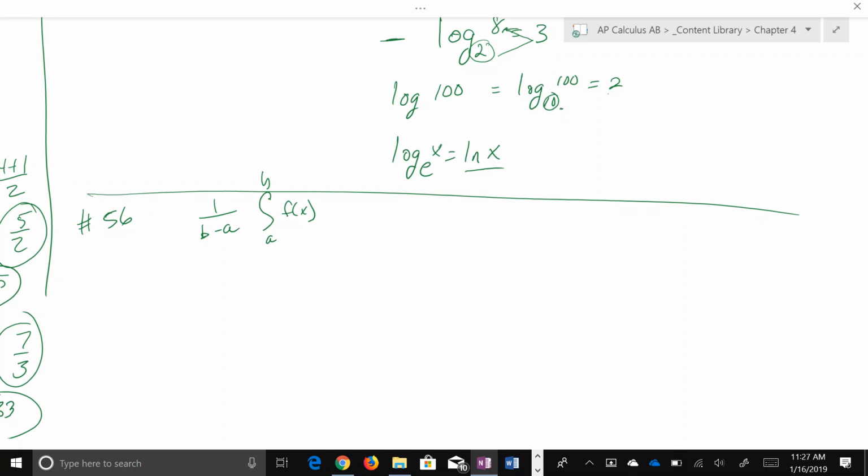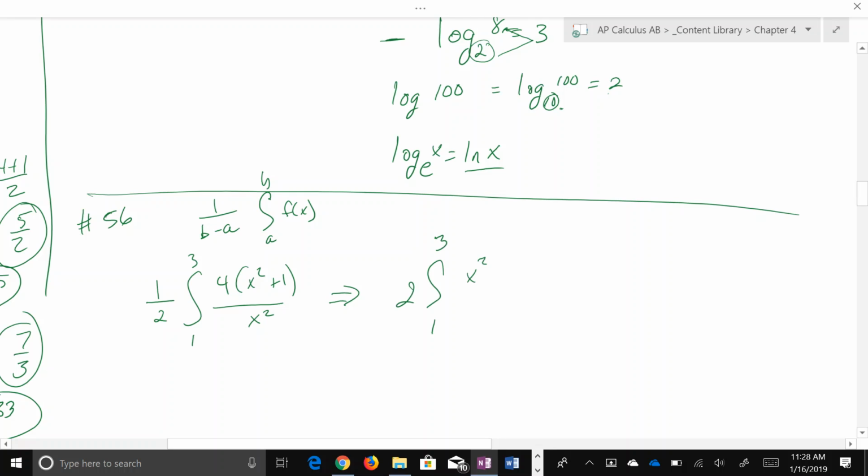We've got 4 times x squared plus 1 over x squared. We're doing it from 1 to 3, and then it's 1 over 3 minus 1, which is 1/2 out front. All right, right off the bat, I can bring my 4 out front. So now I got 4 over 2, which is just 2 times the integral from 1 to 3 of x squared plus 1 over x squared.